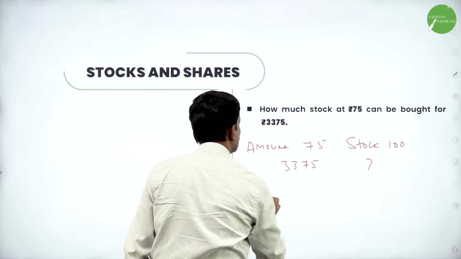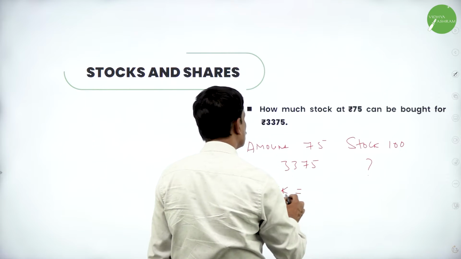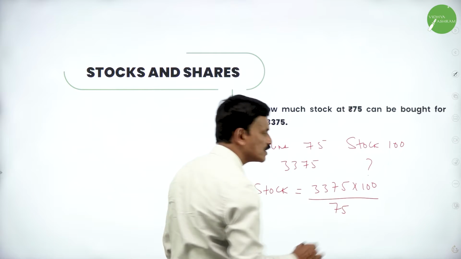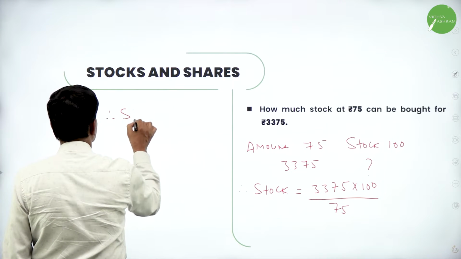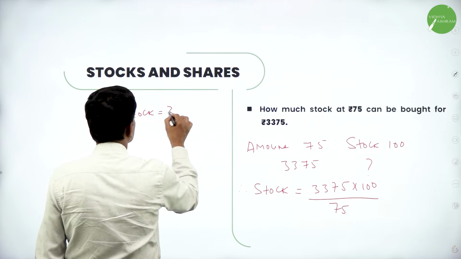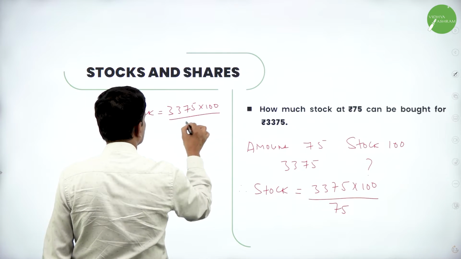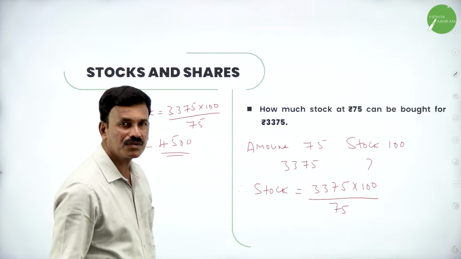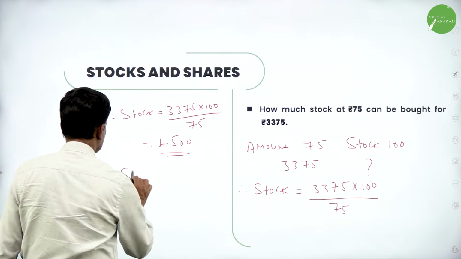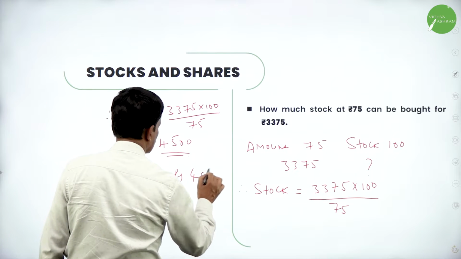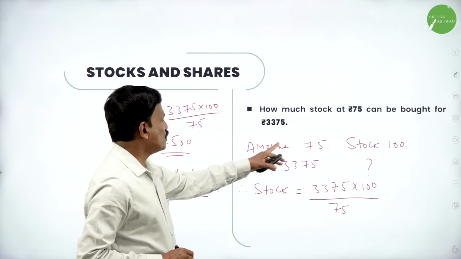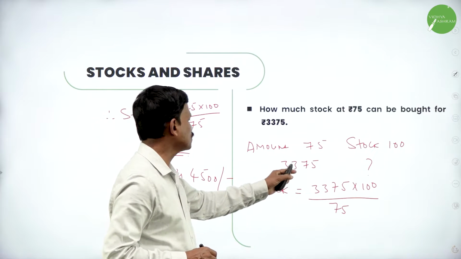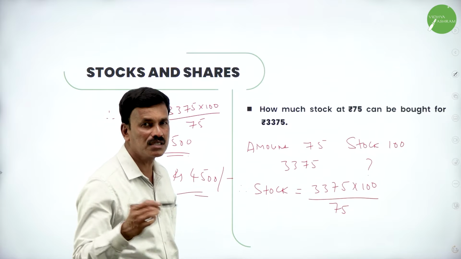Now cross multiply. So therefore the required stock is equal to 3,375 into 100 divided by 75, which is equal to 4,500. So the stock is rupees 4,500. Hope you followed. Very simple. See, amount 75, stock 100. For amount 3,375, stock is to be determined. So cross multiplied, stock is equal to 3,375 into 100 divided by 75. That's equal to 4,500.